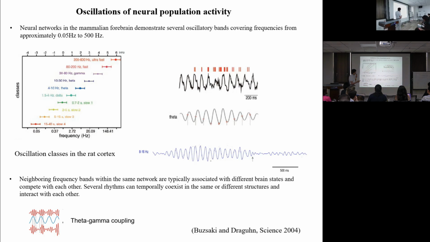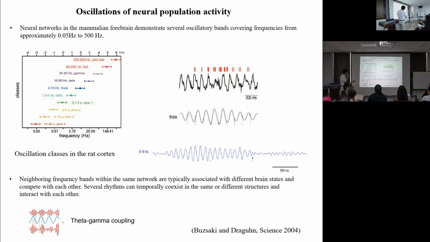And this is a typical figure, the original time series of local field potential of theta oscillations. You'll see this oscillatory component. These would be spikes. Spikes would be locked to the phase of theta oscillations.